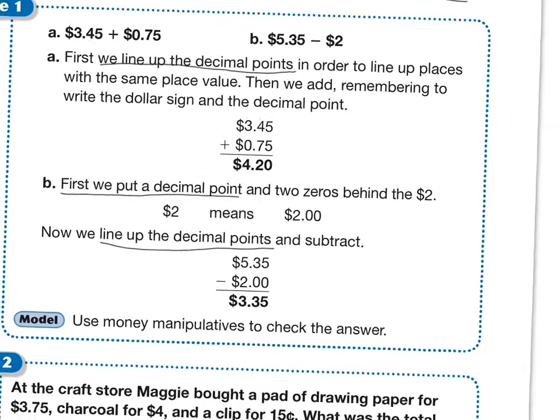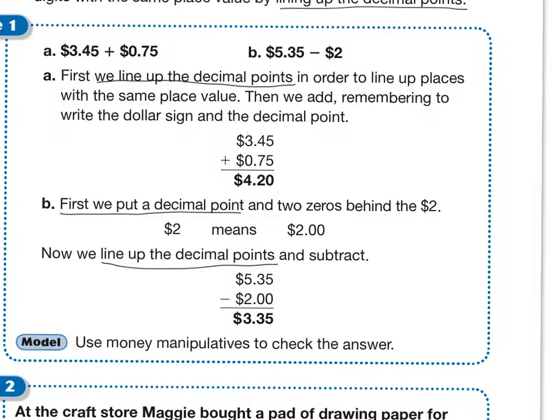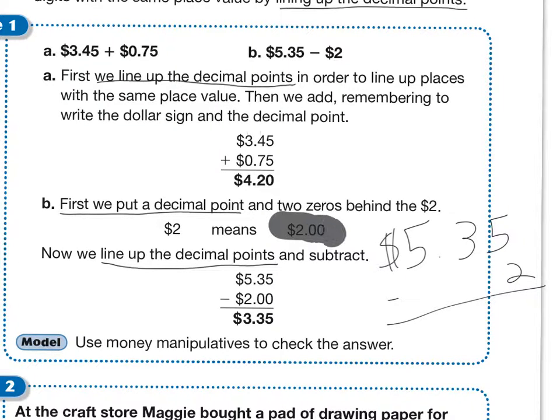Now, the other way that they will try to throw you is they will give you a problem that starts with $2. They won't give you the decimal point in there, and they want to throw you off because what they're trying to trick you into doing is putting $5.35 minus 2, because you just see the 2 there. But what you need to recognize is that when you see $2, that's actually this $2 right here. And so you need to add that decimal and the 2 zeros there.